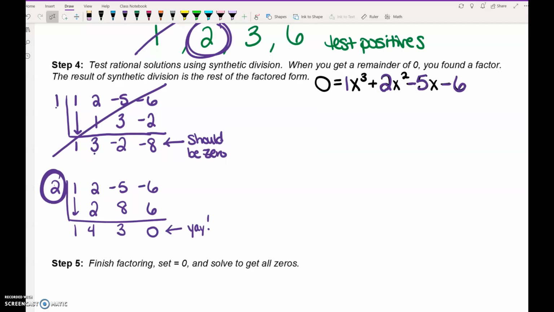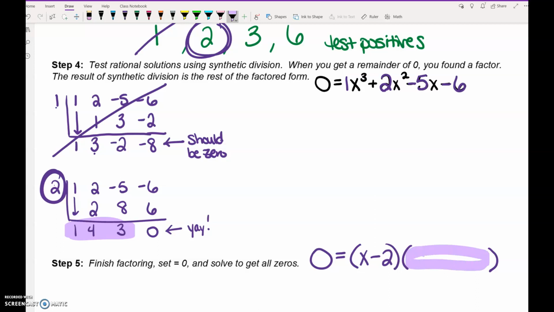We have to rewrite this and continue factoring. So we have 0 equals, if 2 is a solution, that means x minus 2 is in the factored form. Because remember, when you're solving, what number minus 2 gives you 0? Positive 2. So if 2 is your solution, x minus 2 is in your polynomial. The second set of parentheses comes from the result of our synthetic division. So I'll color that purple so we can see that those are connected. So that would be x squared plus 4x plus 3.